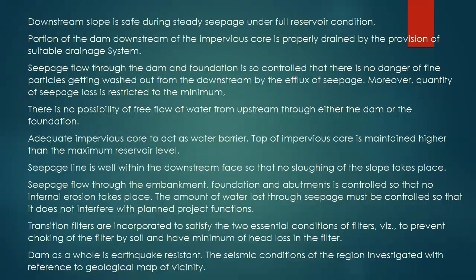The seepage line is well within the downstream face so that no sloughing of the slope takes place. Seepage flow through the embankment, foundation, and abutments is controlled so that no internal erosion takes place. The amount of water lost through seepage must be controlled so that it does not interfere with planned project functions. Transition filters are incorporated to satisfy the two essential conditions of filters, viz., to prevent choking of the filter by soil and have minimum head loss in the filter.